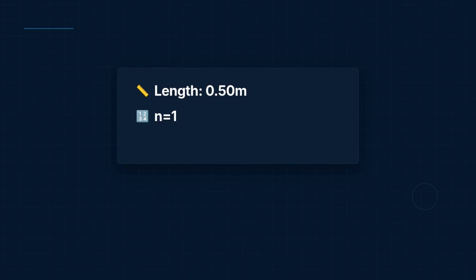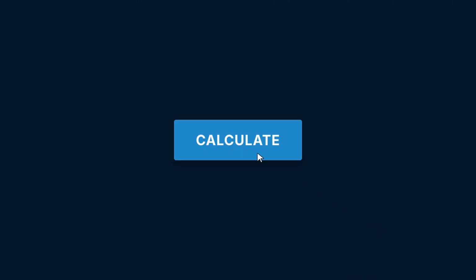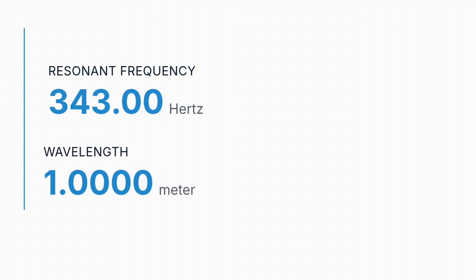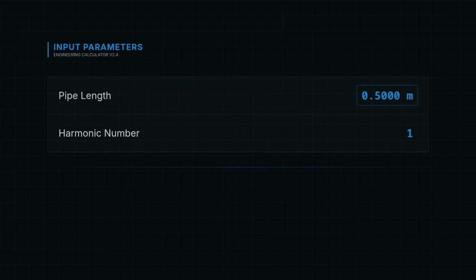Here's our example. With a pipe length of 0.50 meters, harmonic number of 1, and speed of sound at 343 meters per second. Clicking Calculate gives us these results. The resonant frequency equals 343.0 Hz. The wavelength is 1.000 meter. The calculator confirms our pipe length at 0.5000 meters and harmonic number at 1.